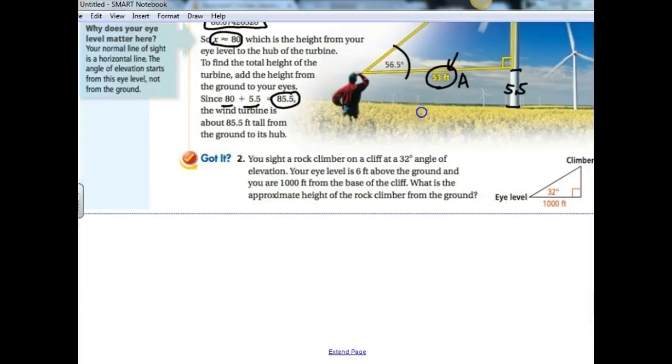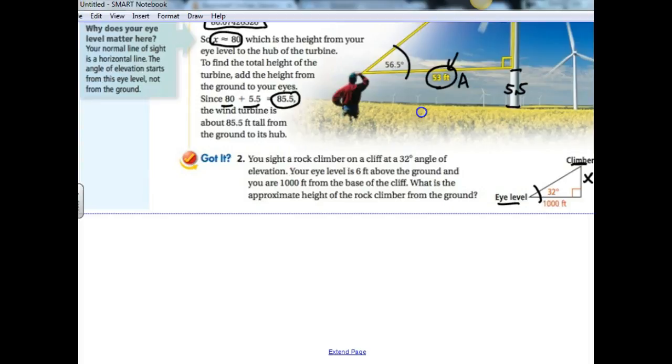Now, they've drawn you a picture. You're down here at eye level. The climber's up here on the mountain. You're looking at an angle of 32 degrees, but you're standing 1,000 feet from the mountain itself. So again, if we're trying to find out how high that particular climber is, we're looking for x. I'll put x on the height.